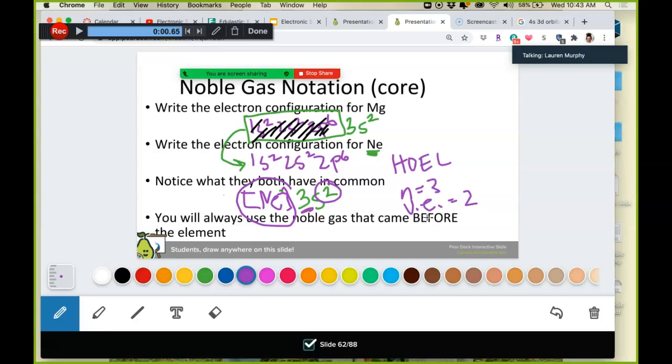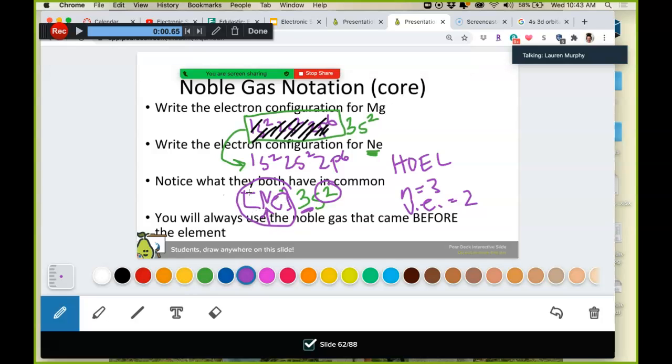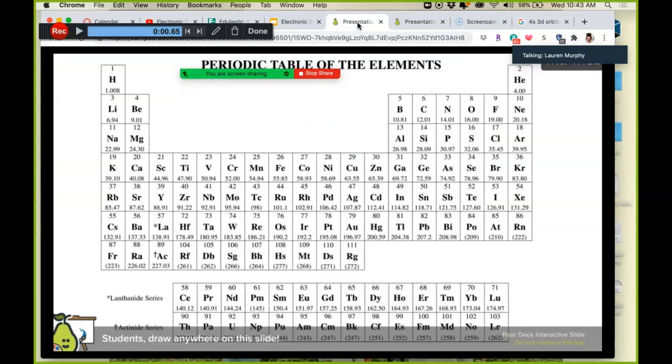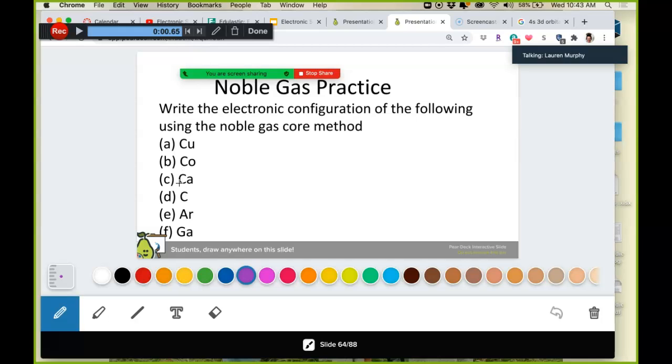Again, you'll always use the noble gas that comes before the element you're trying to write the configuration for. They sometimes call this core notation because these are considered core or inner shell electrons. So I'm going to do practice with you. I'm going to do calcium and carbon with you, and then I'm going to let you try to do the other ones.